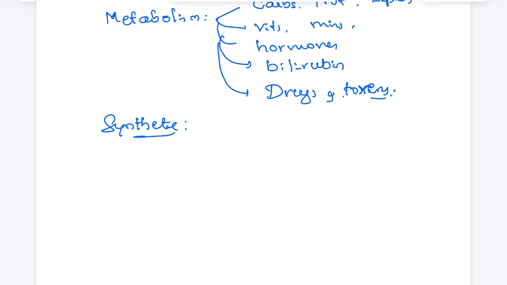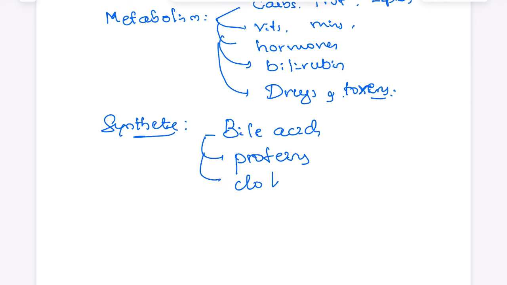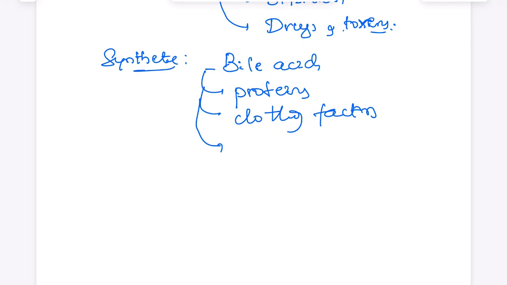It synthesizes bile acids, which are very essential in lipid absorption and fat-soluble vitamin absorption. Next, it produces proteins, especially albumin and clotting factors, which help us in blood clotting. All the clotting factors are produced by the liver except factor 8, which is produced by endothelial cells of the blood vessels, and it produces TPO, thrombopoietin. So these are the few synthetic functions of the liver.